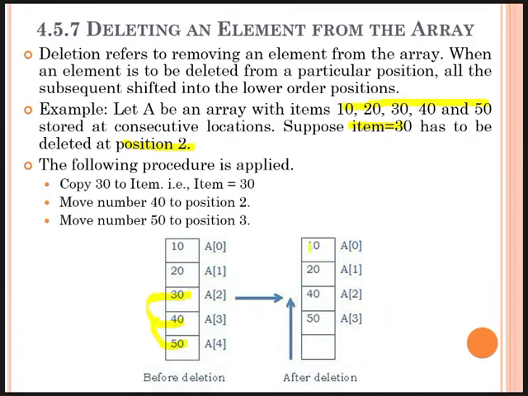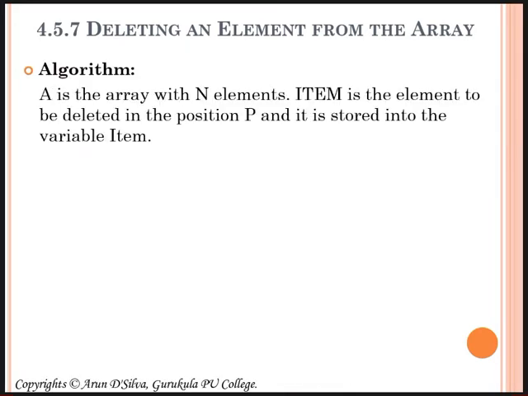Now at position 0, 10 itself is there, position 1, 20 is there, position 2, 40 is there. At that place 30 was there, it is deleted, now 40 is there. Position 3, 50 is there, position 4, nothing is there. The algorithm for this is as shown on the screen. A is the array with n elements. Item is the element to be deleted in the position P. It is stored into the variable item.